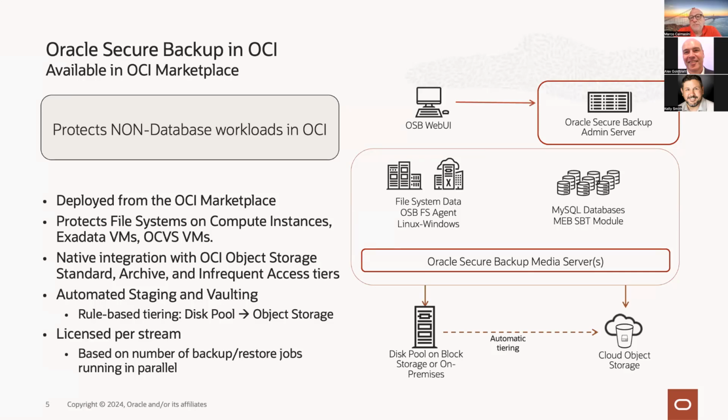So for all these different environments, one option is to use Oracle Secure Backup. It can be deployed from the OCI marketplace. Again, it's not a native service, so it must be deployed and configured. The admin server will run on a compute instance, but the deployment is quite easy. From the OCI marketplace, you can search for Secure Backup and deploy it, and the whole admin server and compute instance are deployed automatically.